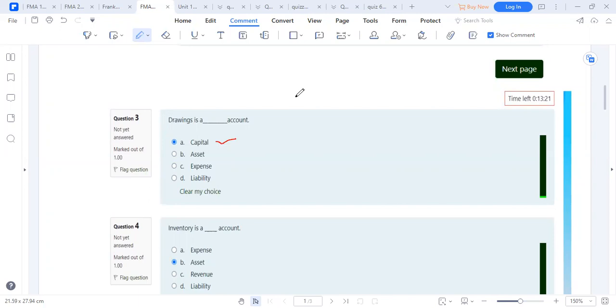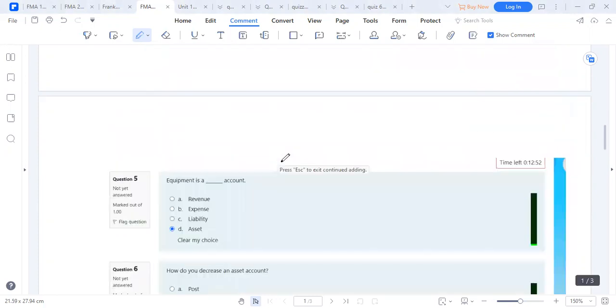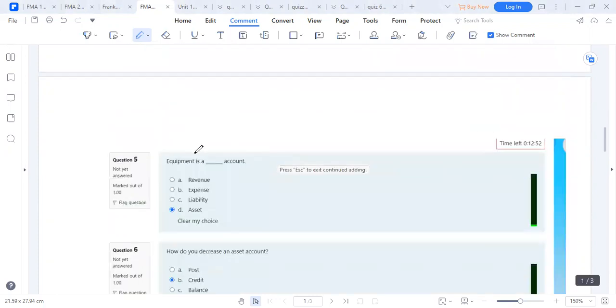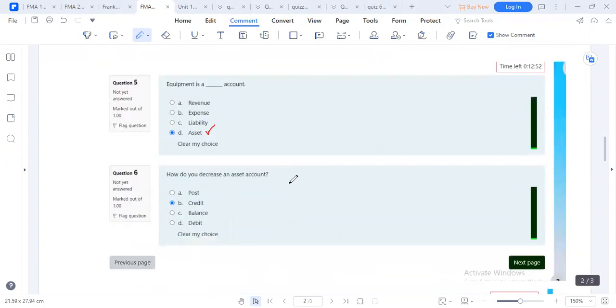All right. So we go to inventory. Inventory is what? Current asset. Stock. That's it. Equipment is an example of what? Asset. What kind of asset? A fixed asset.